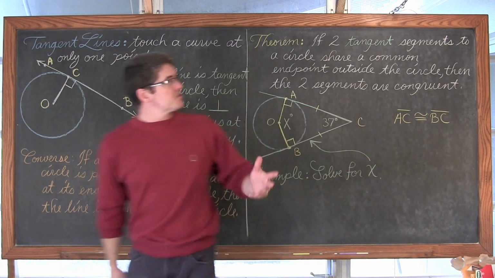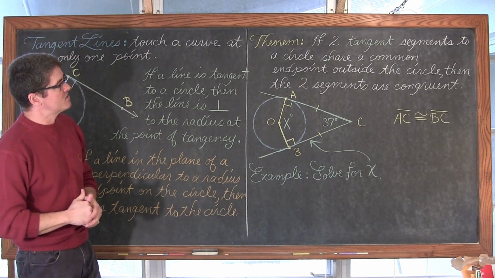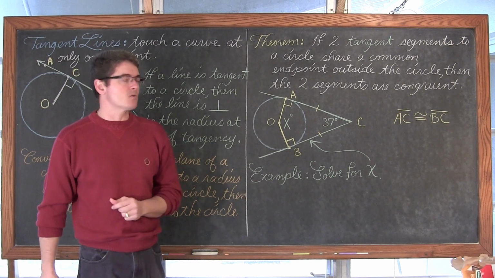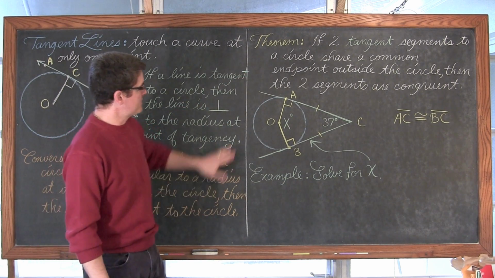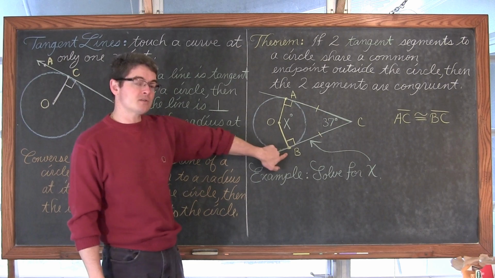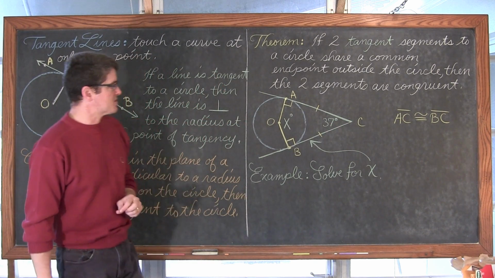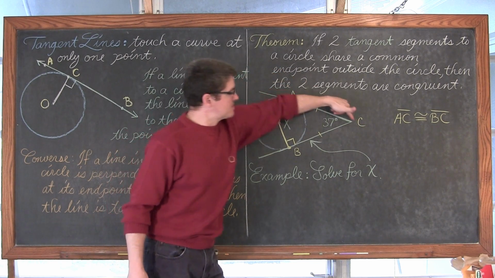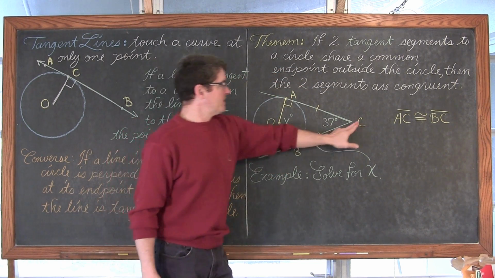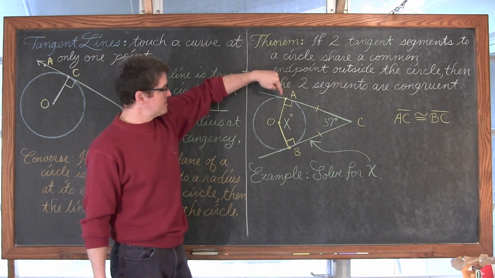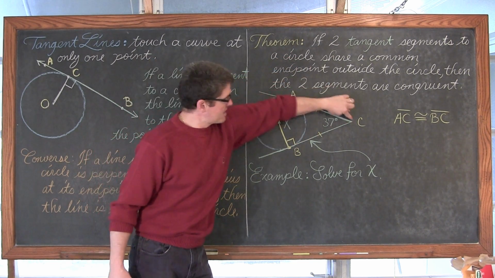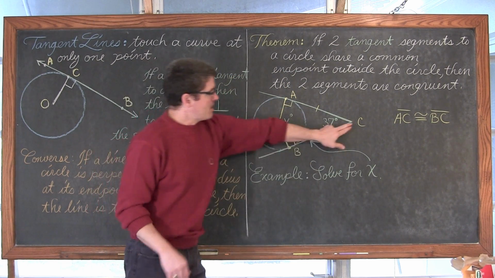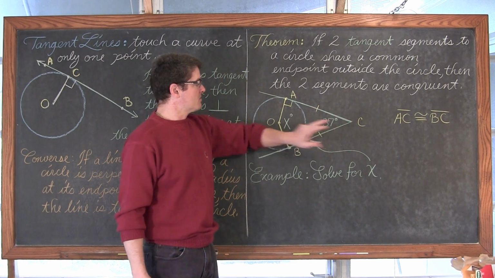Okay, our next theorem: if two tangent segments to a circle share a common endpoint outside of the circle, then those two segments are congruent. So I have circle O, a point of tangency A and a point of tangency B, and a common point outside of the circle. If we have a tangent segment AC and another tangent segment BC, with a common exterior point C, then AC is congruent to BC.